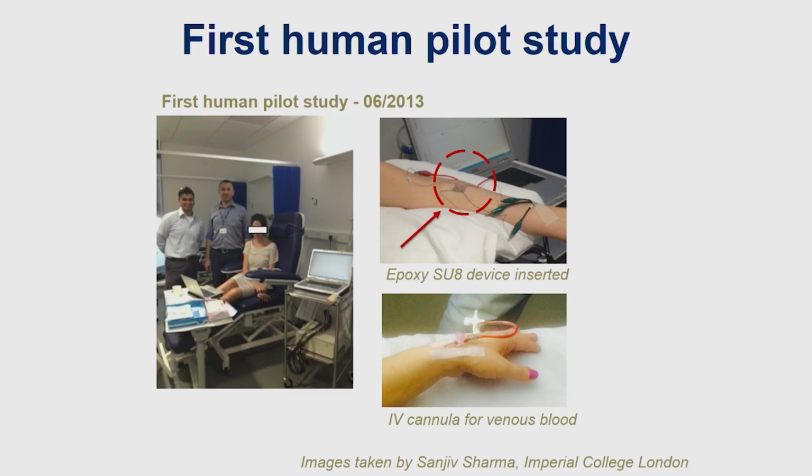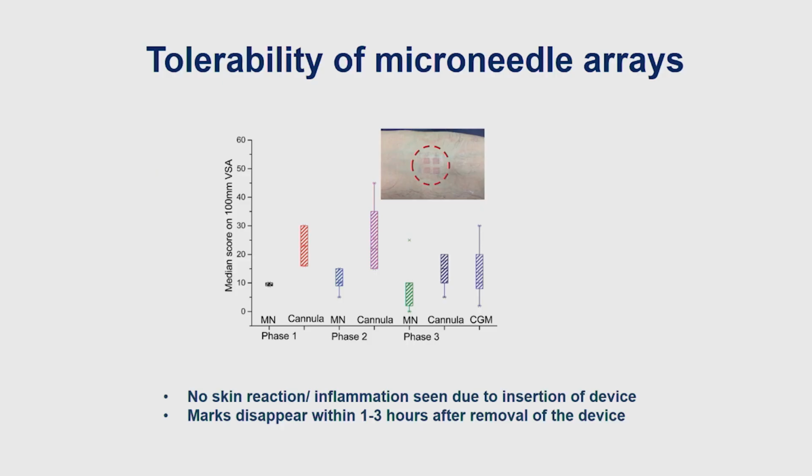You can see that the devices have been inserted on the forearm, and then we are using an IV cannula as the gold standard, and then we are doing a correlation study there. When you study a device, there are two parts of the study. One is tolerability. We spoke about the GlucoWatch, and we saw how the tolerability was really bad, and that's why the acceptability went down. So the first important thing is that your medical device should be tolerable.